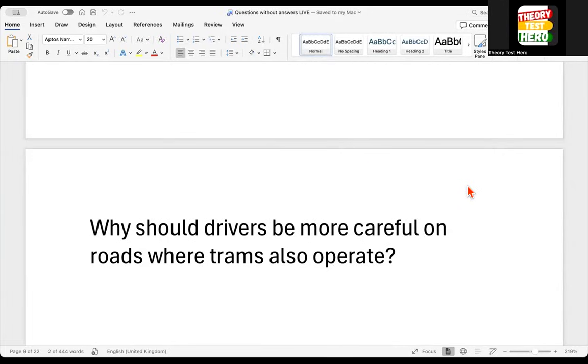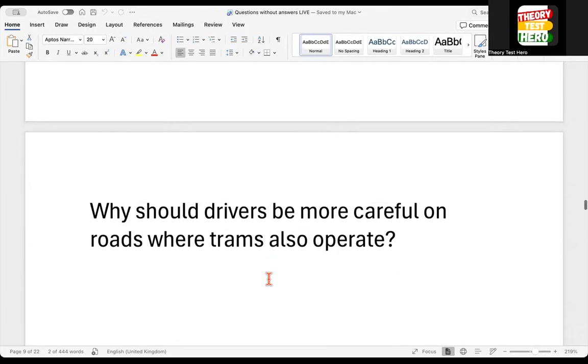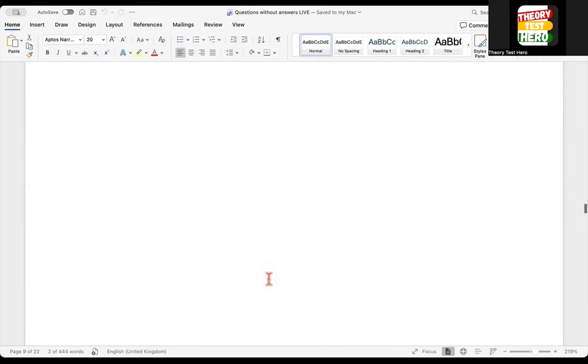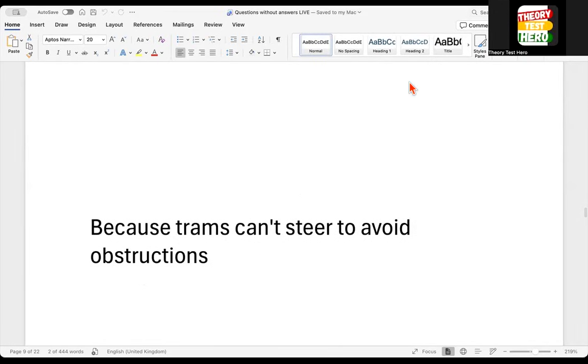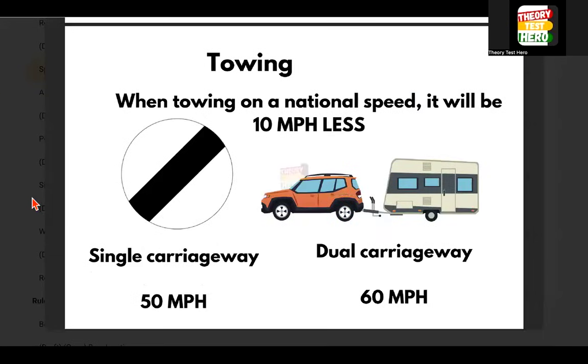Someone's saying trams can't brake, trams can't steer, trams cannot stop. It's actually they can't steer, yeah? They can stop, but they can't steer. All right. So let me just show you quickly.